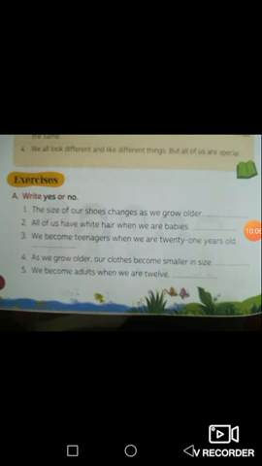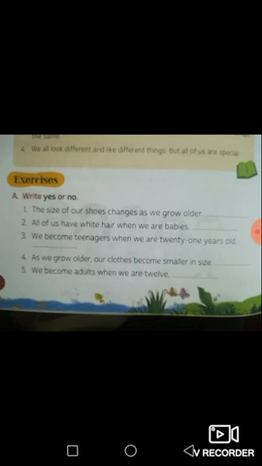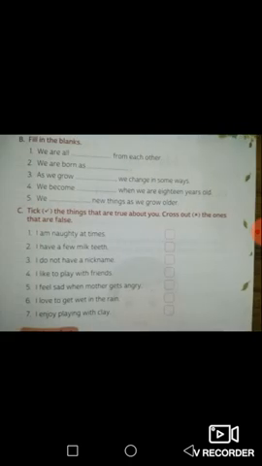Let us look at the exercises, and the exercises will be your homework. Alright? The exercises on page 4 and page 5. From A, B and C. Write yes or no, fill in the blanks, and tick the things that are true about you, cross the ones that are false. All these shall be your homework.